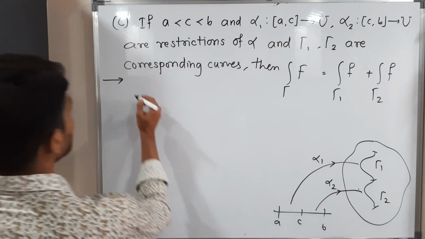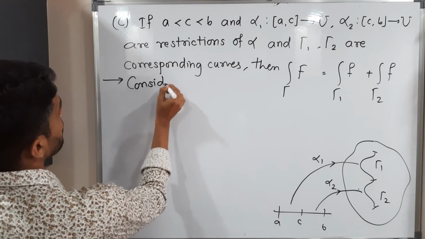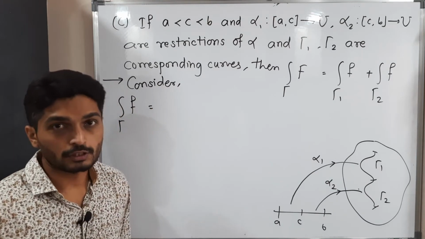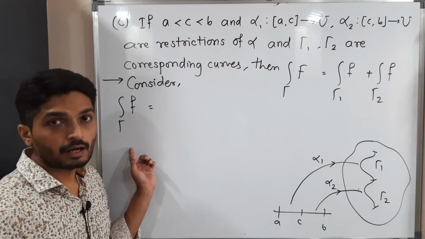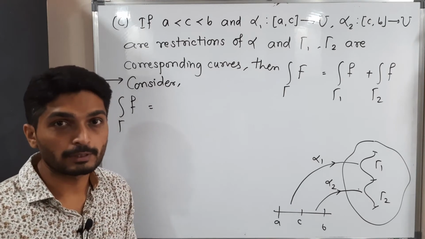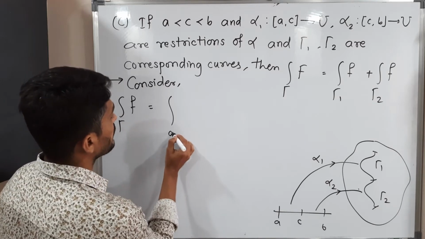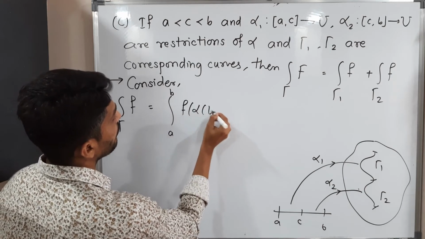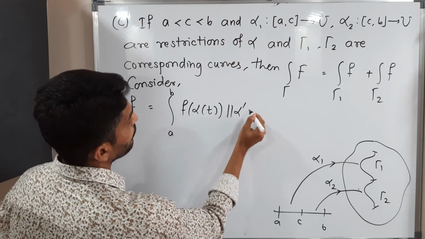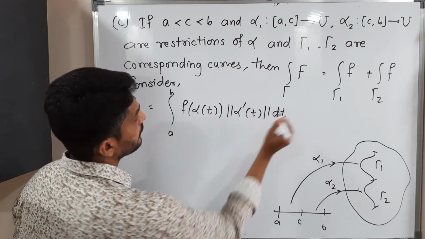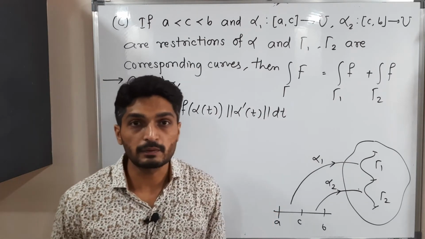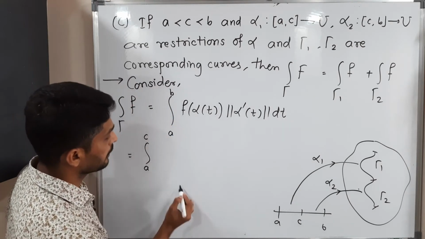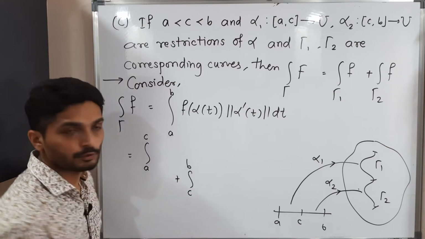So consider the integration of f over gamma. You are familiar with the definition: the parameterization of gamma is alpha, which is defined from the closed interval [a, b], so we will have the integration from a to b of f of alpha of t times the norm of alpha dash of t dt. You know that if there is a point c between them, then normally we write the integration from a to b as the integration from a to c plus the integration from c to b. Normally we write it in this way.